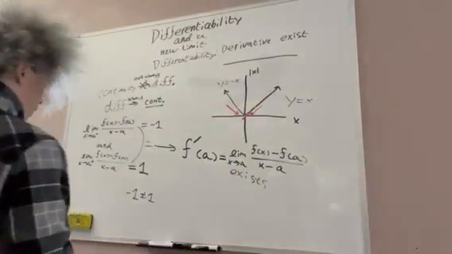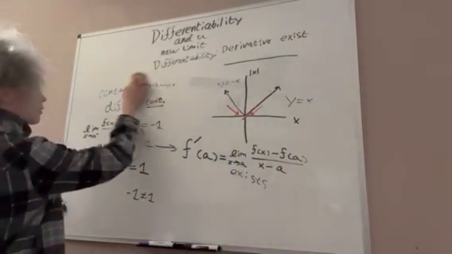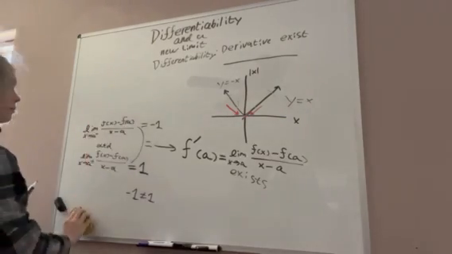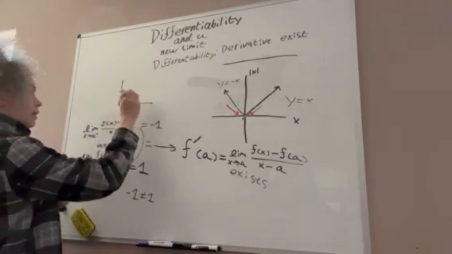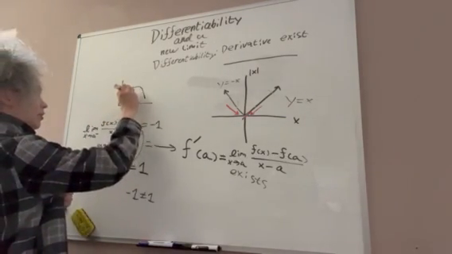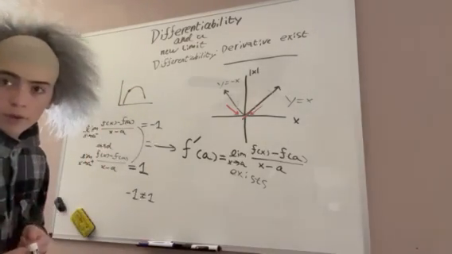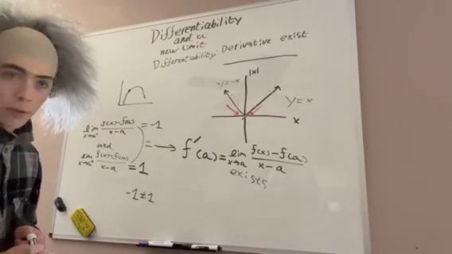Now, I'm going to erase this logic statement up here. You have a function, kind of like a parabola, right? You're testing for differentiability at this point. We can look at that function and say it's differentiable everywhere, by the way.